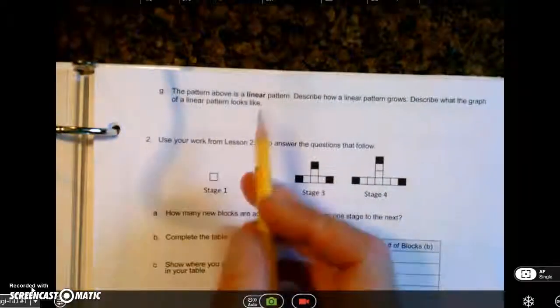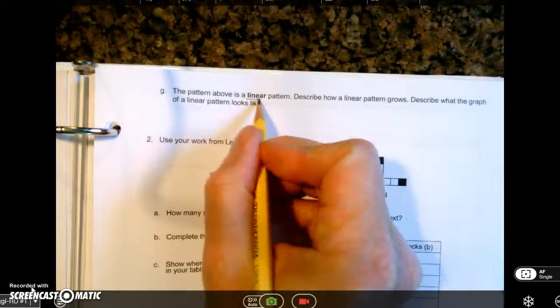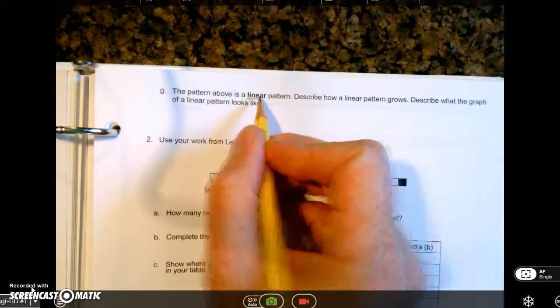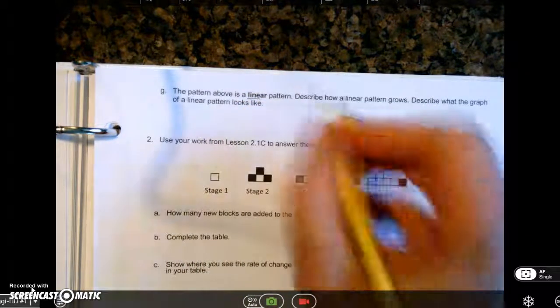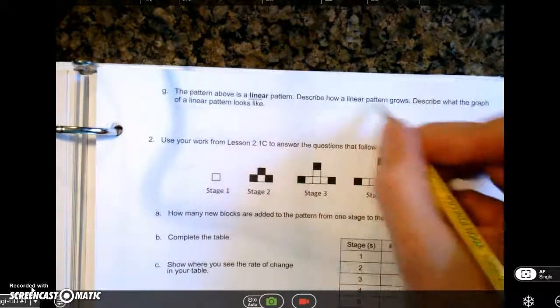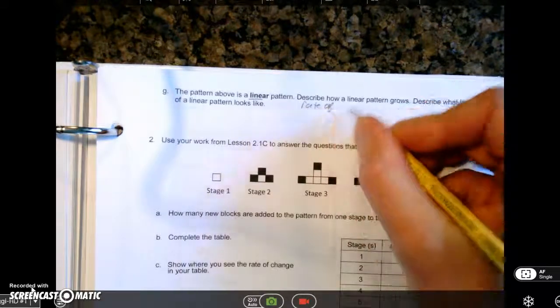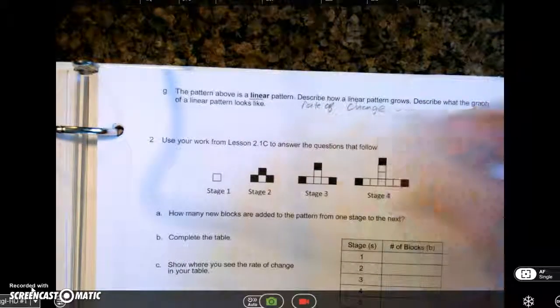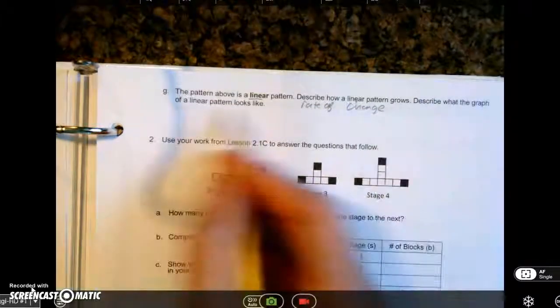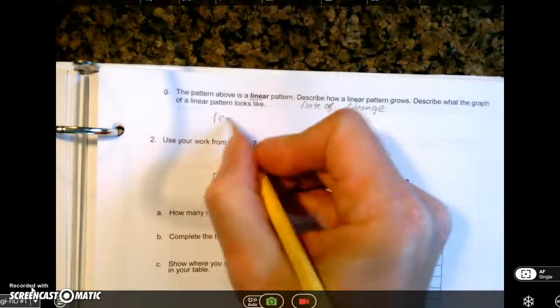The pattern above is a linear pattern. In other words, it makes a line when we graph it. How does a linear pattern grow? It grows at a, well, doesn't it change at a steady rate? It has a rate of change. So rate of change. And describe what the graph of a linear pattern looks like. Well, obviously it looks like a line.